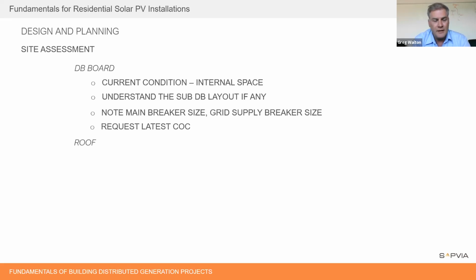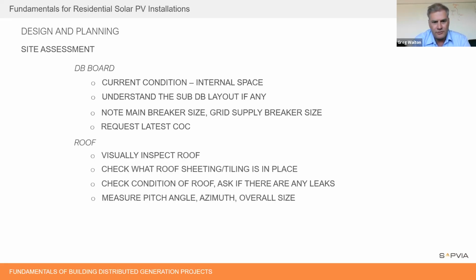It's very helpful. Roof. Well, of course, on the roof, you've got to have a good look. Visually inspect it. Obviously, you need to see what type of sheeting you'll be working with, whether it's corrugated iron or chromadeck or tiles. You might have slate, you might have asbestos, which is a tricky one. So all of this is going to help you with an assessment.